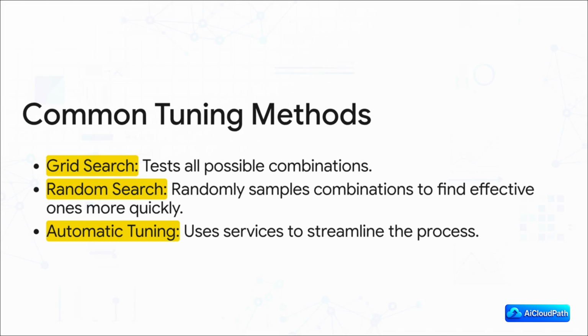And there are a few ways to get this done. Grid search is the exhaustive one. It tries every single possible combination, which can be really slow. Random search is often a bit quicker because it just tries a random sample of combinations. And then you have automatic tuning services, which are kind of like the easy button for handling this whole process.